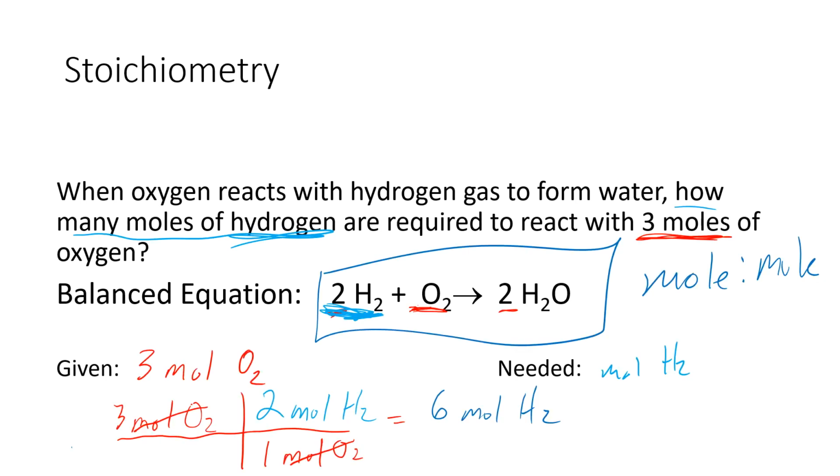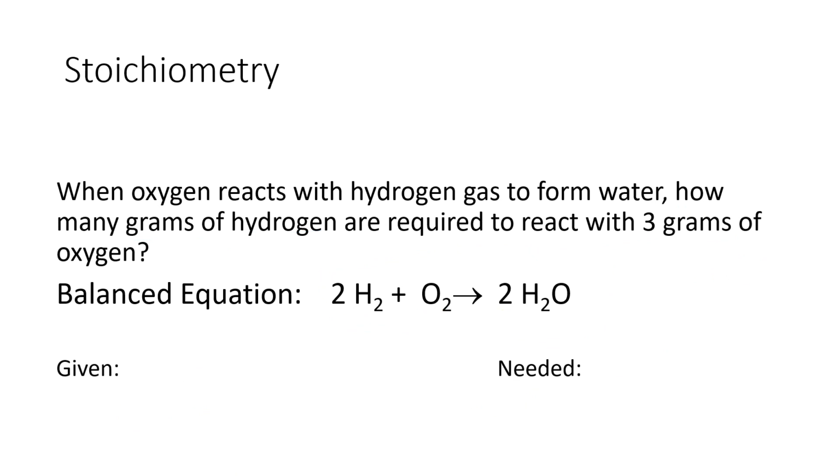So notice what I did differently here. The only word that changed is now we're doing grams. So we're starting with 3 grams of oxygen instead of 3 moles. And we still are looking for how many, this time we're looking for grams of hydrogen instead of moles. So we need grams of this, and we're starting with grams of oxygen. So we're given 3 grams of oxygen, and we need, in this case, grams of hydrogen. So it's similar to what we just did, although it's going to be a little more in depth.